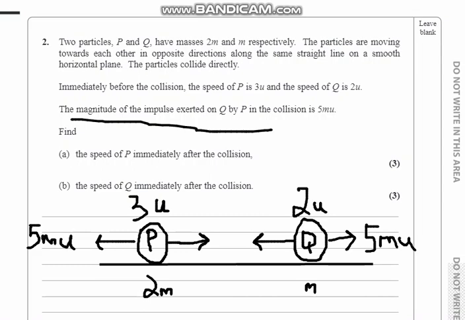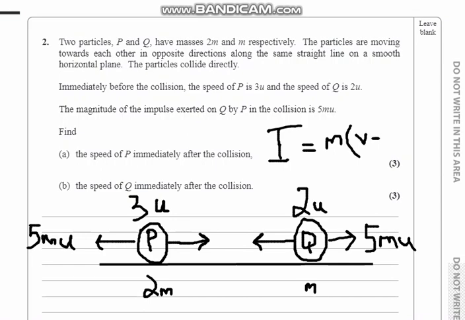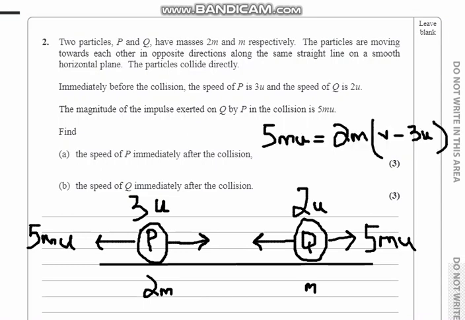And now to the main part, the speed of P after the collision, which means they're asking us for the final speed of P. If you remember the impulse equation, impulse is equal to change in momentum, which is mv minus mu. We are finding this for P only, so m will be the same and you can take it out as a factor, and that's v minus u. Now I'll plug in the values: 5mu equal to 2m, and the bracket is v minus 3u.